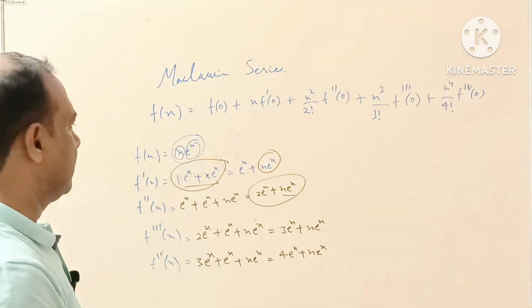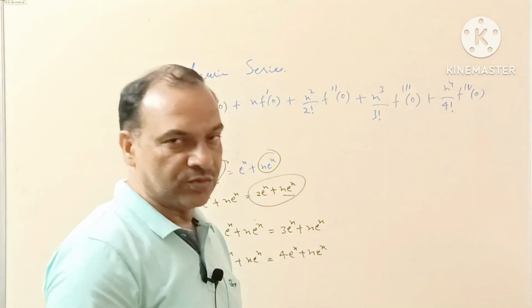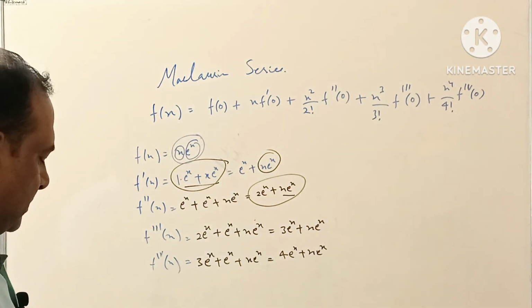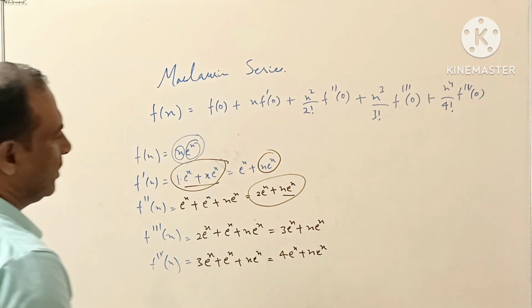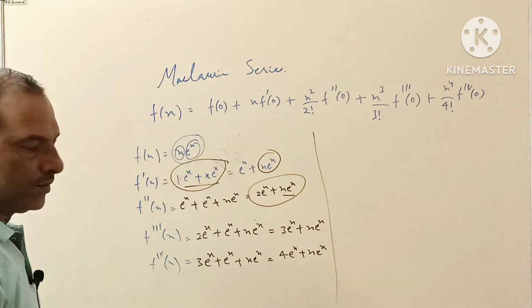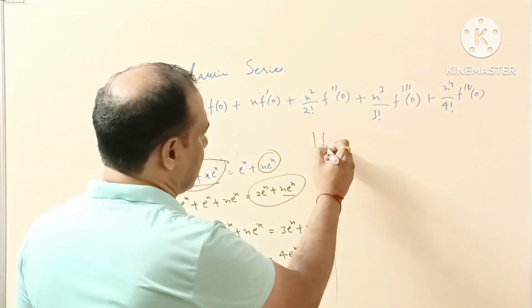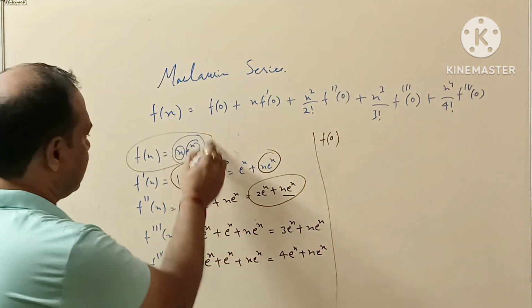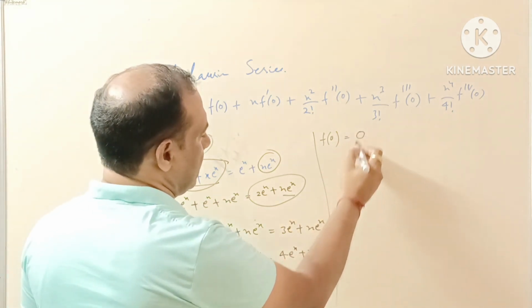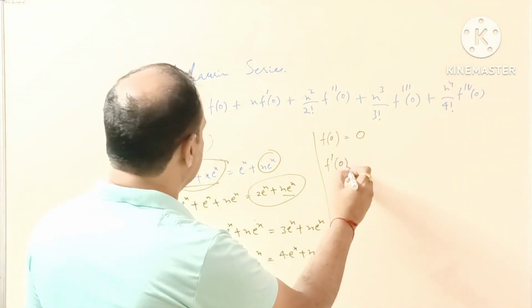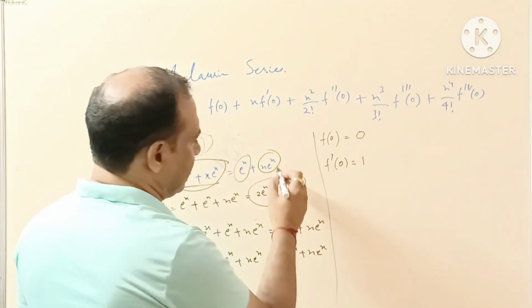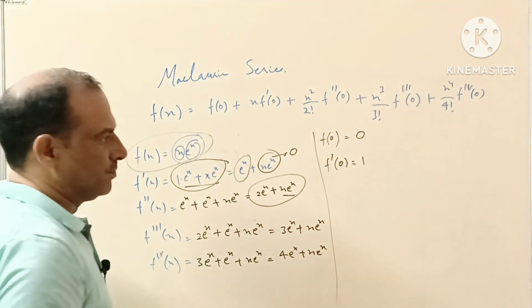This is the total differentiation up to the 4 terms. This is the method of doing the differentiation. We are having the question as x e raised to power x. Now you have to find out the values for x equals 0. In the first case, f(0): if we put x equals 0, I will have 0 as a result. In the second case, for f'(0), I will have e raised to power 0, which equals 1, and the remaining part equals 0.